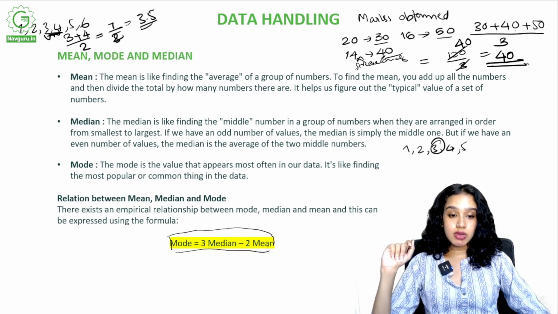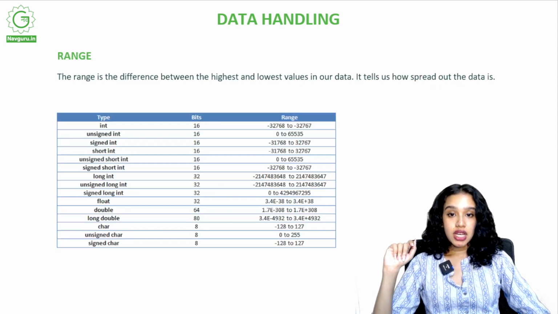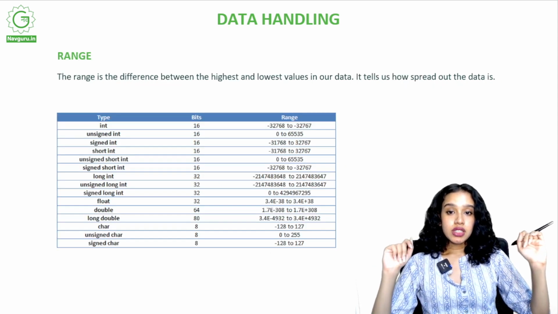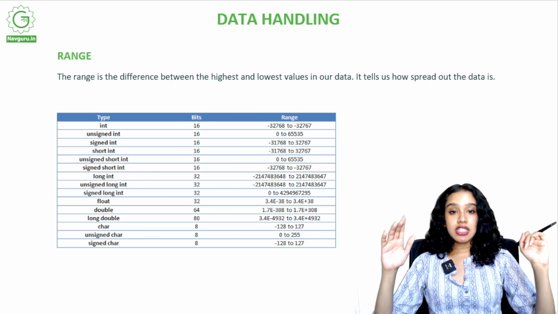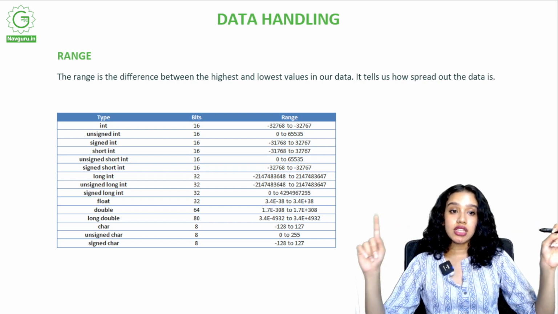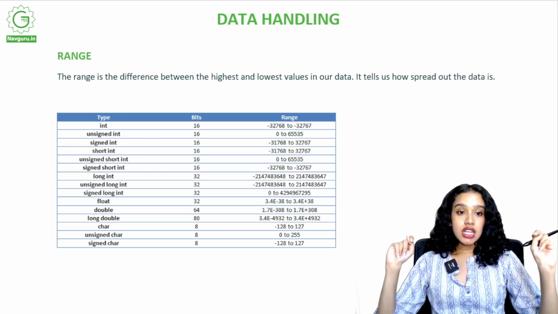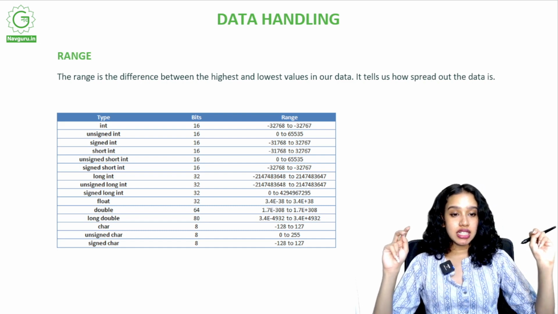Mode is equal to 3 times median minus 2 times mean. Now we have range. So what is a range? The range is the difference between the highest value and the lowest value in the data, right? So it tells us how spread out the data is.